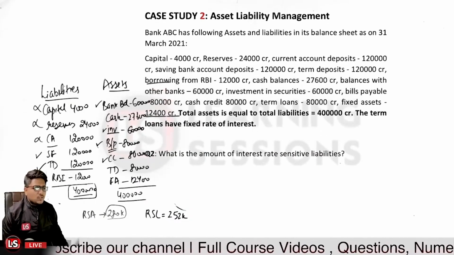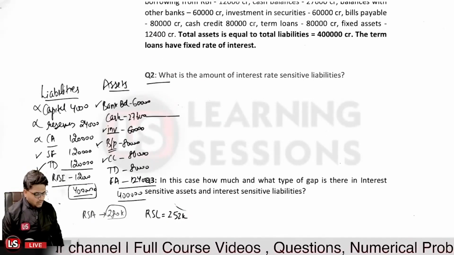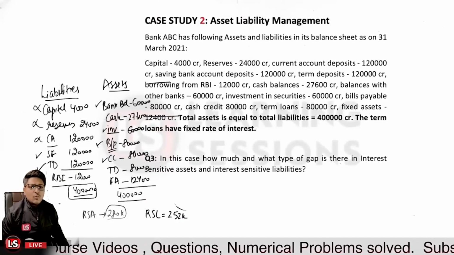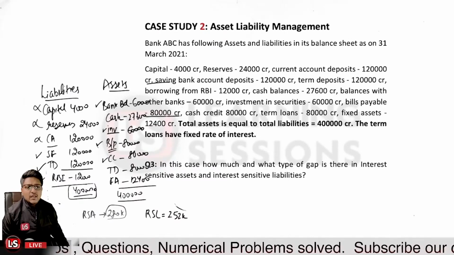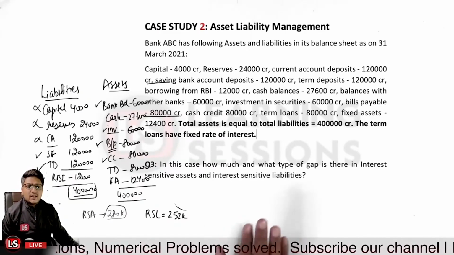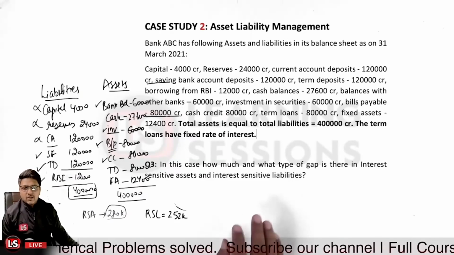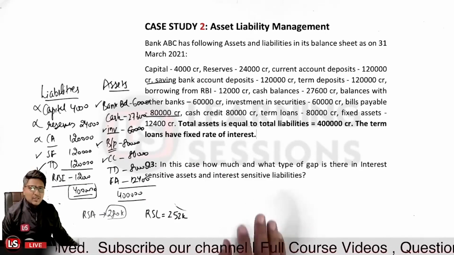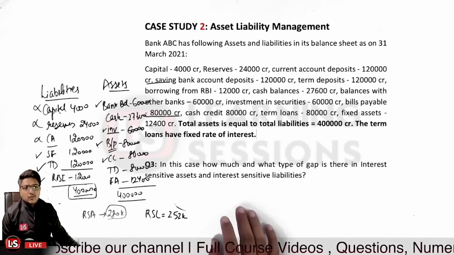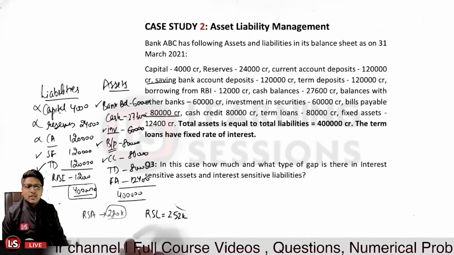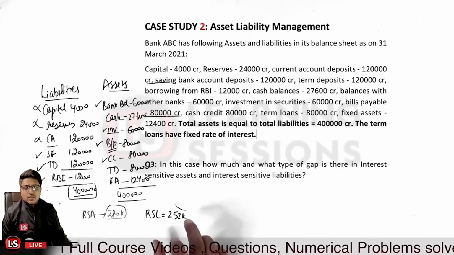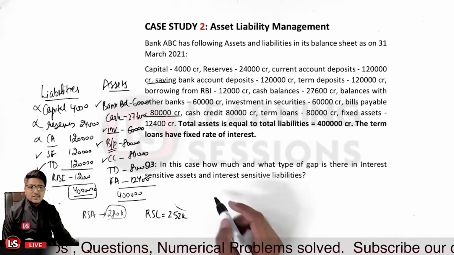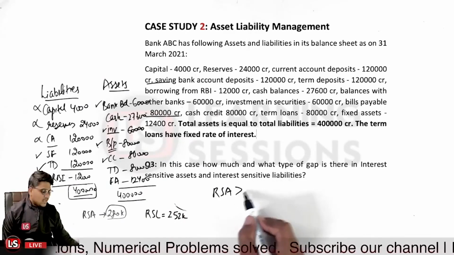Now we need to answer question number 3. Let us have a look at what it is. Question number 3 says: in this case, how much and what type of gap is there in interest rate sensitive assets and interest sensitive liabilities? What type and how much gap is there? We are quite clear that we have a gap of rupees 28,000 crores between the RSA and RSL.